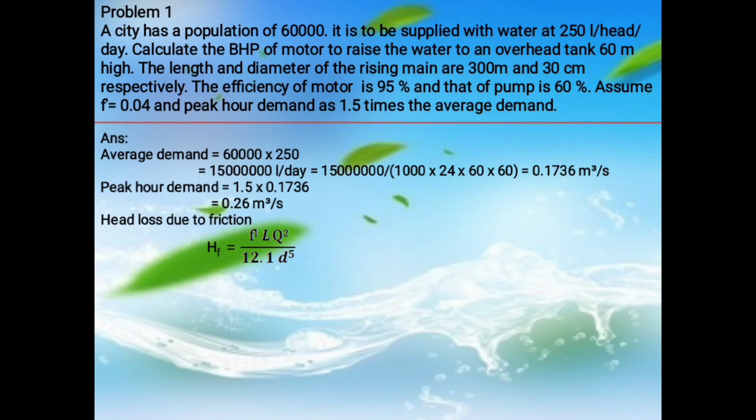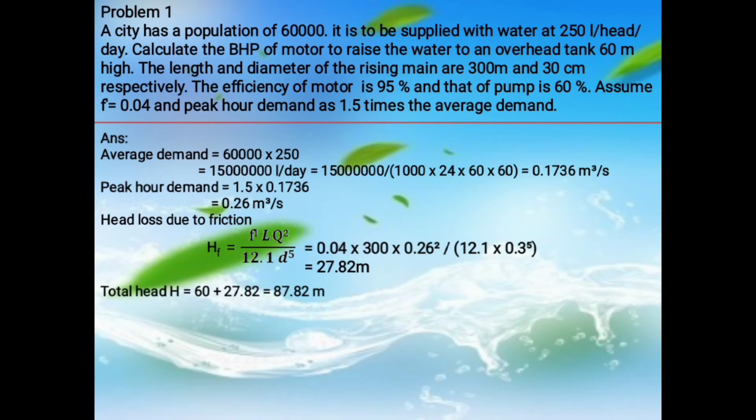But first find out the head loss due to friction, that is HF equal to F dash into L into Q square divided by 12.1 d raised to 5. F dash is given, that is 0.04 into L, length of the pipe is 300 meter into Q is the quantity maximum demand, that is 0.26 square divided by 12.1 into 0.3 square. The diameter is 30 centimeter. Convert this centimeter into meter. That is head loss due to friction equal to 27.82 meter.